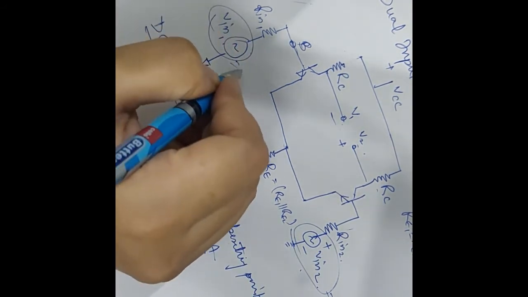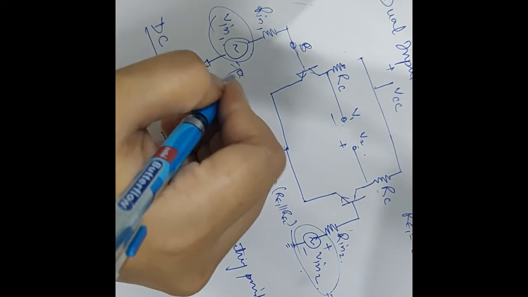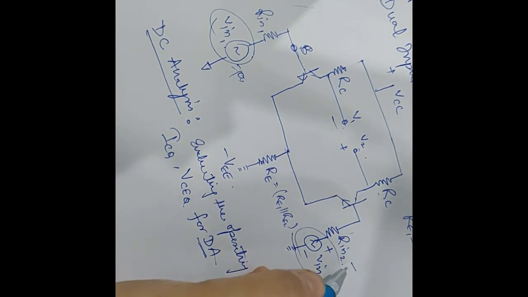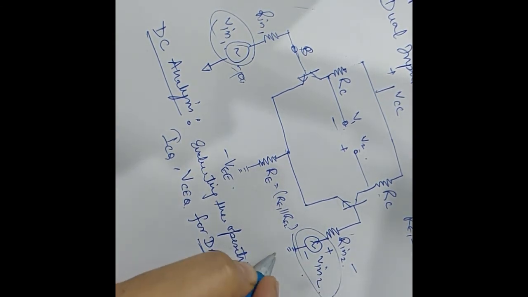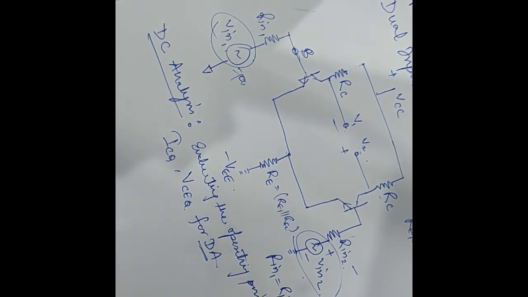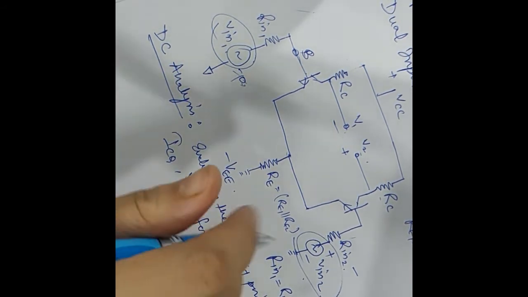Now the DC equivalent circuit is obtained by reducing the input signals Vin1 equals Vin2 equals 0. For DC analysis I need to put this signal equal to 0 as well, that means I will simply ground it. So naturally I'll consider RN1 and RN2 equal to RN.